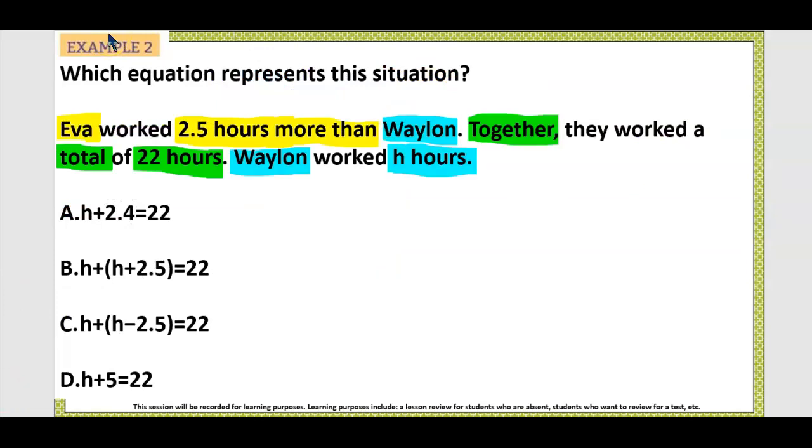Okay, so I already did some color coding. Eva worked 2.5 hours more than Waylon. So this is what Eva worked, all of this stuff inside of here.